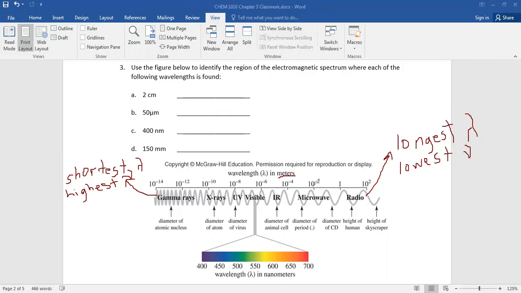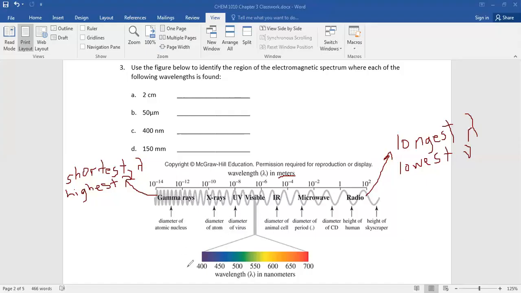Microwaves, their wavelengths are about 1 times 10 to the negative 2 meters. IR, their wavelengths are about 1 times 10 to the negative 5 meters. Visible light is about 1 times 10 to the negative 6 meters. So you can see the wavelengths are getting smaller and smaller as we move from right to left. UV about 1 times 10 to the negative 7, between 1 times 10 to the negative 7 and 1 times 10 to the negative 8 meters. X-rays are even smaller at about 1 times 10 to the negative 10 meters, and then gamma about 1 times 10 to the negative 12 meters.